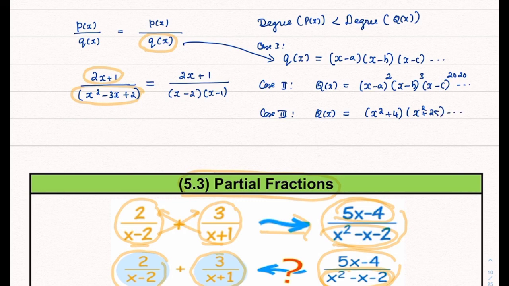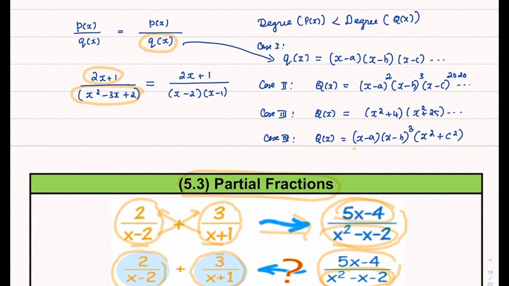So these are the main three categories, and of course there are other categories, namely combinations of all these. So I can always say, for example, what about this? Yes, that's also a possibility. What about this? When the q of x, the denominator, happens to be x minus a times x minus b the whole cubed times x squared plus c squared, something like that. You see that now you have all three mixed, right?